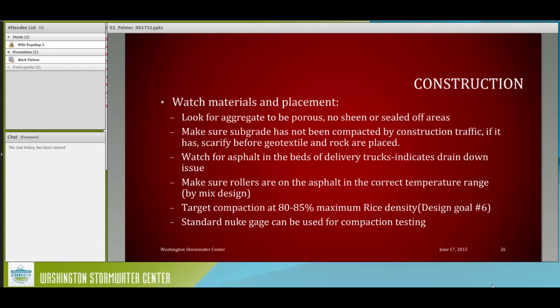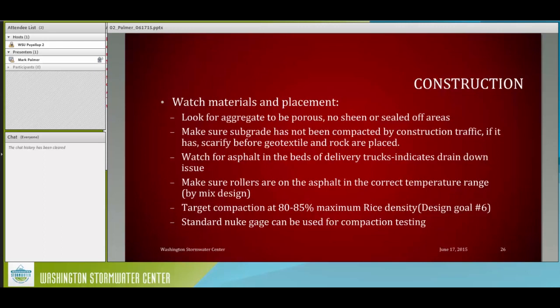One thing that would be key is asphalt does need to be rolled when it's in the correct temperature range, and your asphalt supplier will be providing you with the correct temperature range to compact your mix, and make sure that it's done at the correct temperature. Too early and you risk sealing it up. Too late and you're going to have probably an uneven surface and not a well compacted surface that's going to be subject to degradation quicker than it should be, shortened life expectancy.